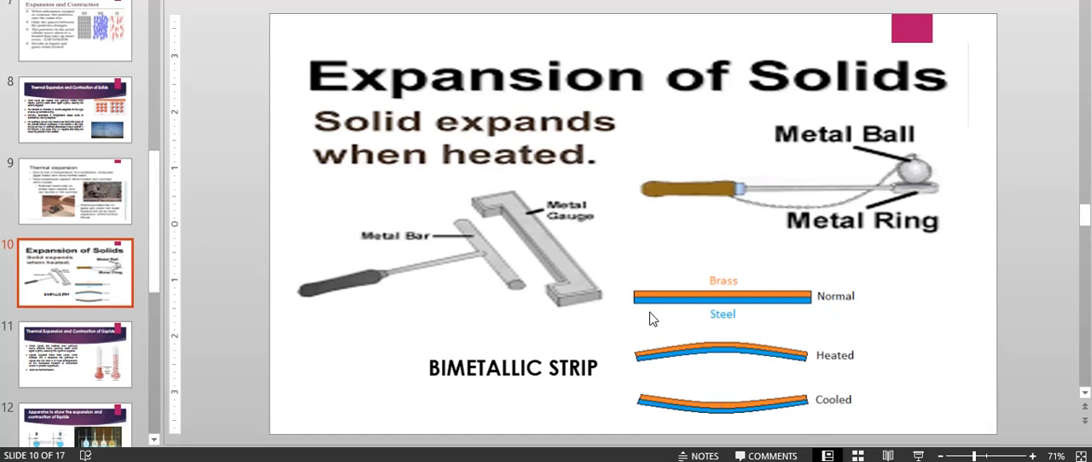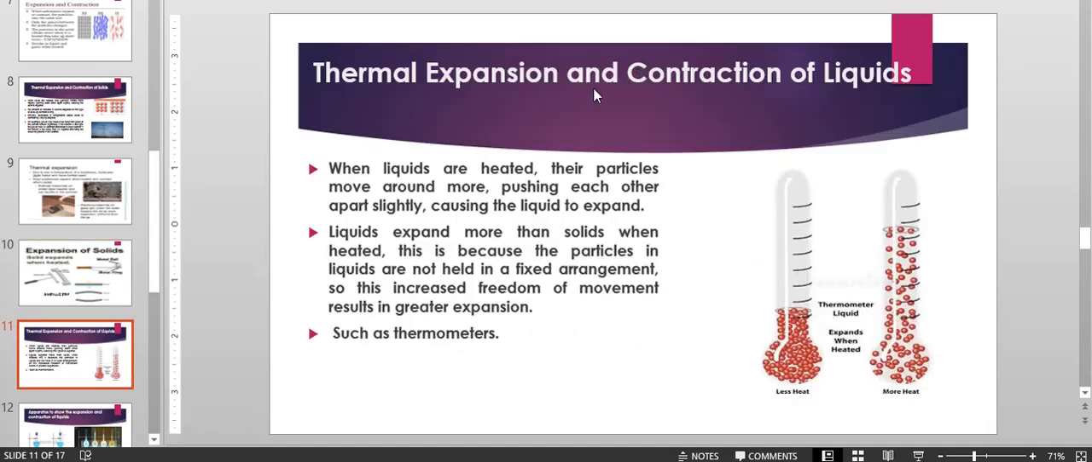This is an example of why I've said earlier that different objects, either solid, liquid, or gas, show different behavior upon heating or cooling. Now let's talk about the thermal expansion and contraction of liquids. When liquids are heated, their particles move around more, pushing each other apart slightly, causing the liquid to expand. Liquids expand more than solids when heated. This is because the particles in liquids are not held in a fixed arrangement, so this increased freedom of movement results in greater expansion, as we have discussed earlier.